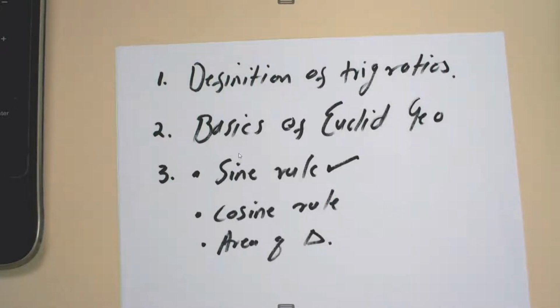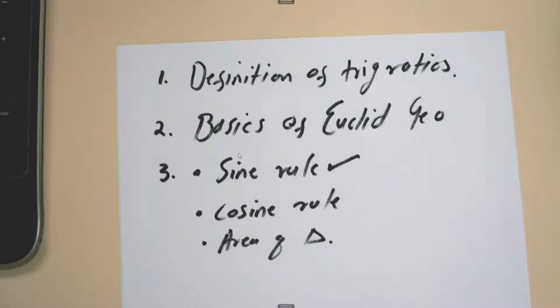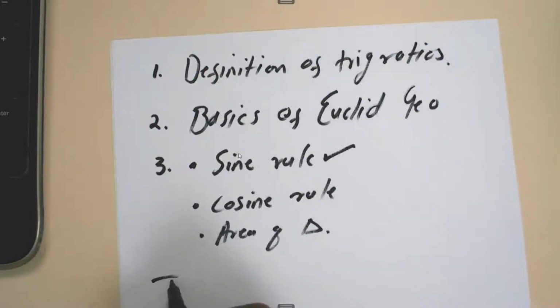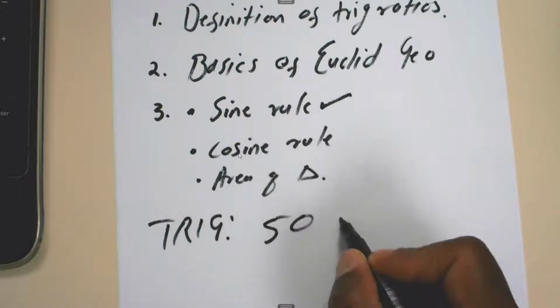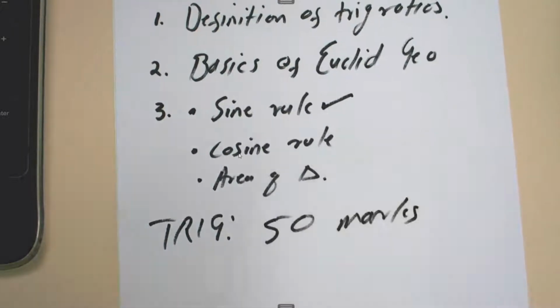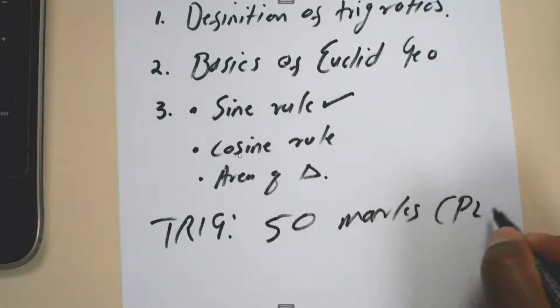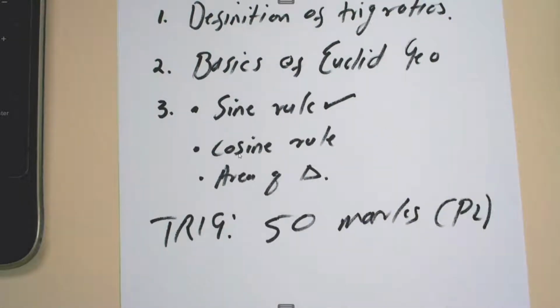Trigonometry, as of this year, since 2021, as a topic carries 50 marks in paper 2. It's part of maths paper 2. At the end of the year, as grade 12 learners sit for the final exam, paper 2 will be 150 marks, and 50 marks come from Euclidean geometry.